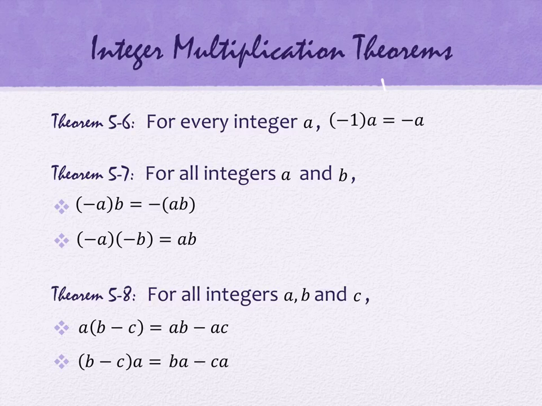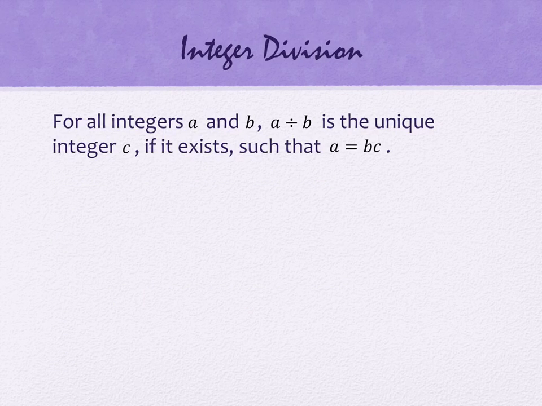All right, so the last thing that we're going to look at then is integer division and a few things with inequalities. First, integer division, and we've seen this definition before. We saw it with whole numbers, but it looks very similar for integers. For all integers a and b, a divided by b is the unique number c, if it exists, such that a is equal to bc.